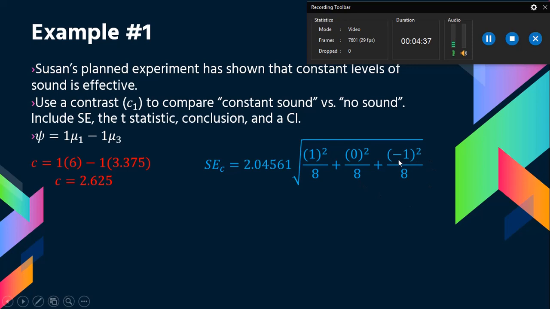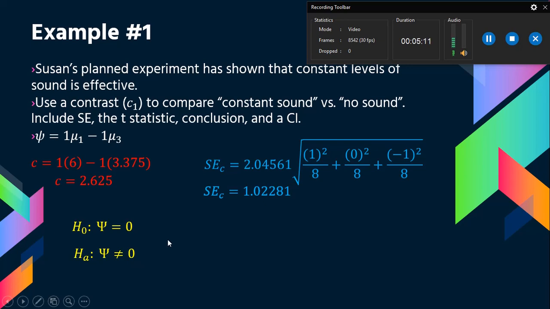And group 3 has a coefficient of negative 1 and a sample size of 8. You can plug all this into your iPad at once, and we get a standard error value for the contrast of 1.02281. So now what I'm going to do is set up my hypothesis to test the difference with these means. So basically, the null hypothesis says that psi is 0. And I'm going to say the alternative hypothesis is psi does not equal 0.